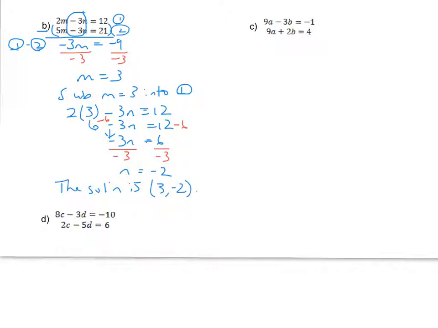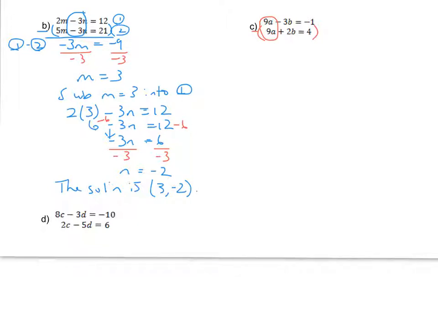Okay, the second one, part C, I'm noticing that I have a positive 9a and a positive 9a here. They're the same, so again, I'm going to subtract. I'm going to subtract equation 2 from equation number 1.